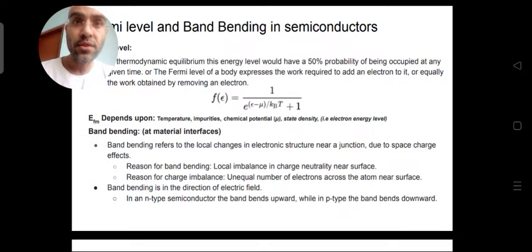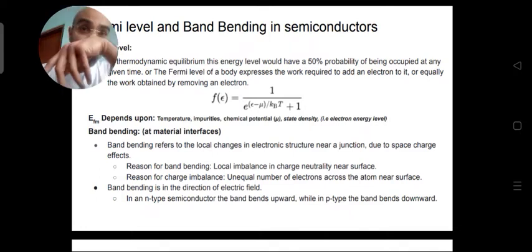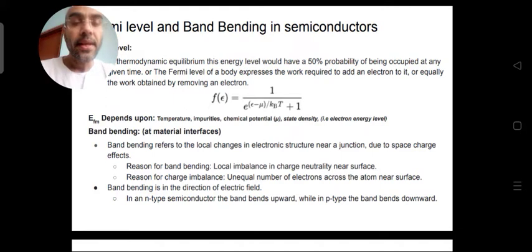Okay, density of the states, I mean how much denser the energy levels present in the material. So the density of the states also matters here. These are the things on which this particular Fermi level depends. And apart from that, I have also discussed band bending.